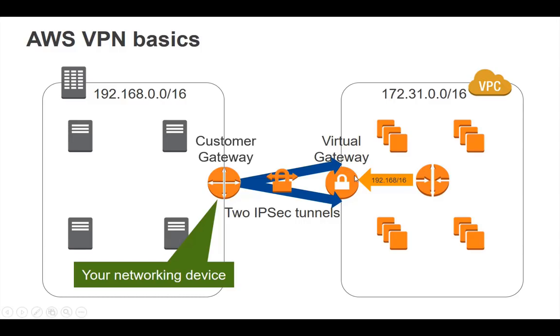This is going to be your networking device. This is one we have in the cloud for you, and we have two IPsec tunnels here to create high availability. And this allows you to send traffic from here to here and from here to here, providing you've set up those peering requests, providing you've set up the security groups and security rules and all those other things we talked about as well. Okay?